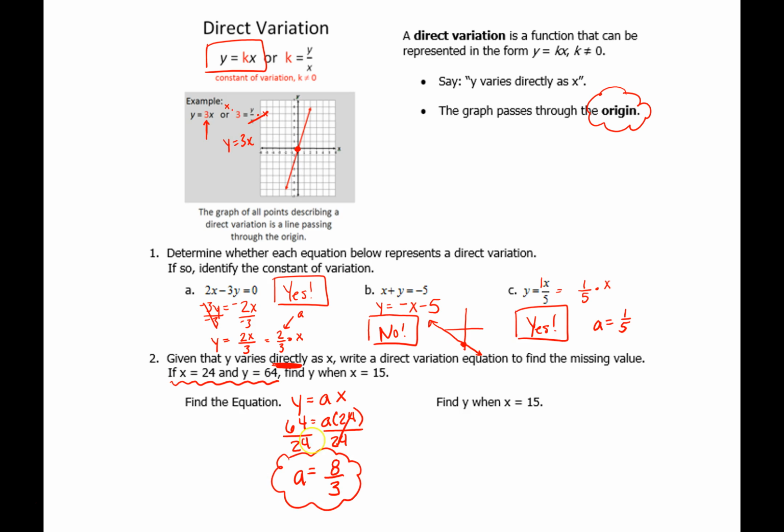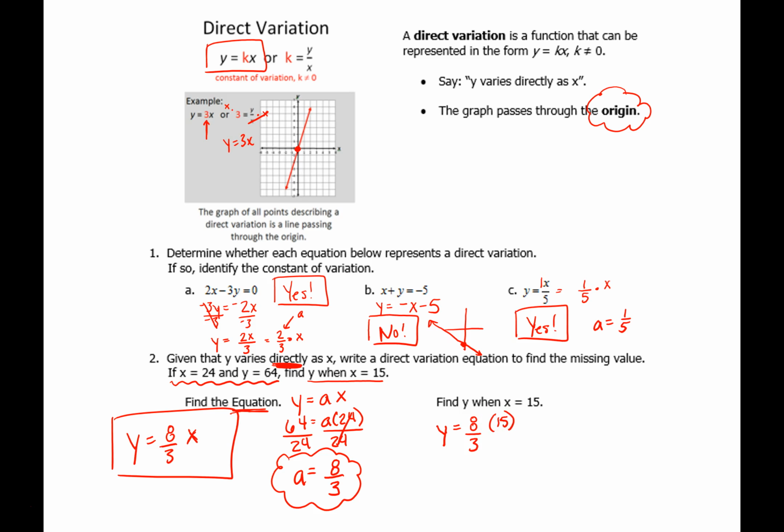So now I have my constant of variation. That's good, because now I can write the actual equation. I can use this formula but plug in that a. So I have y is equal to 8 divided by 3 times x, and that is my equation. That means that for any y value, or any x value for that matter, I can find the other. So I can find y when x is equal to 15 now, because all I have to do is plug in the 15 to the equation with my constant of variation that I just found.